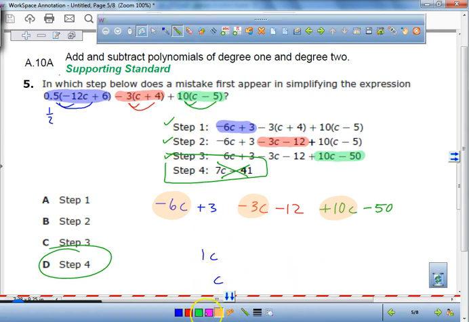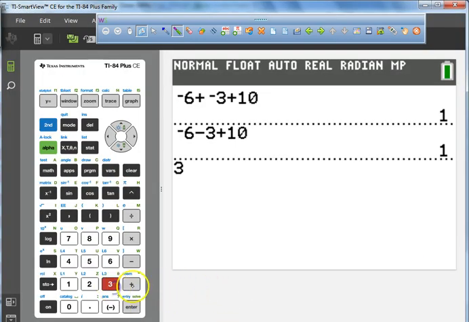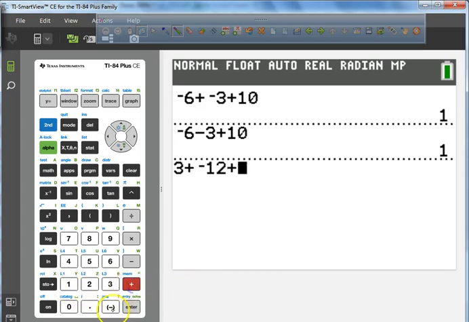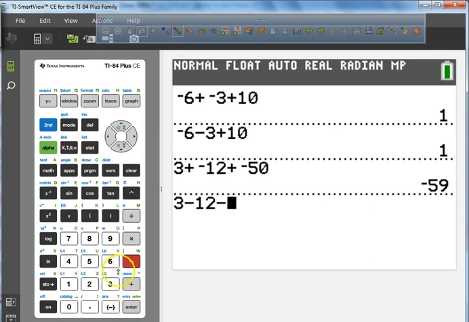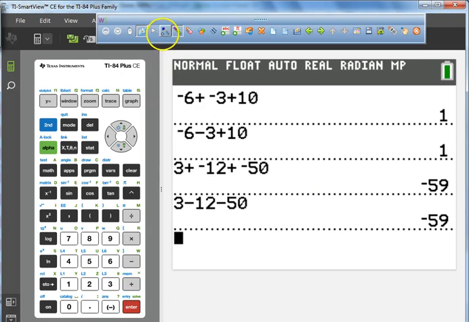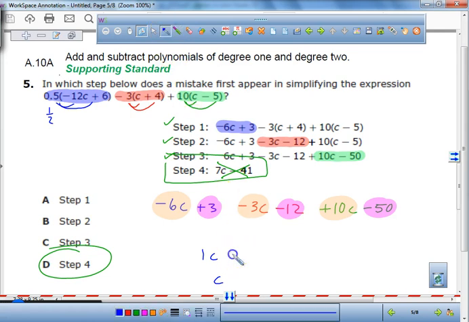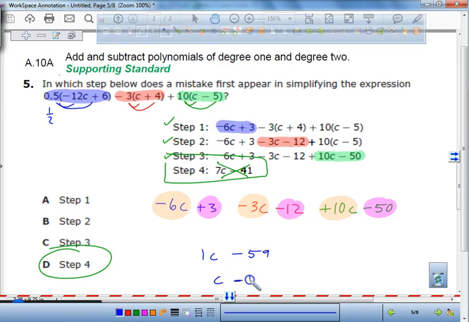Now, what are the other numbers that are alike? A 3, a negative 12, and a negative 50. So what am I going to do? 3 plus a negative 12 plus a negative 50. That's one way to do it. Or you could do 3 minus 12 minus 50. Press enter. Either way, what do you get? Negative 59. So your answer is going to be, the correct answer, if they did everything correct, would be c minus 59. That would be the correct algebraic expression if they actually combined all the like terms together. All right?